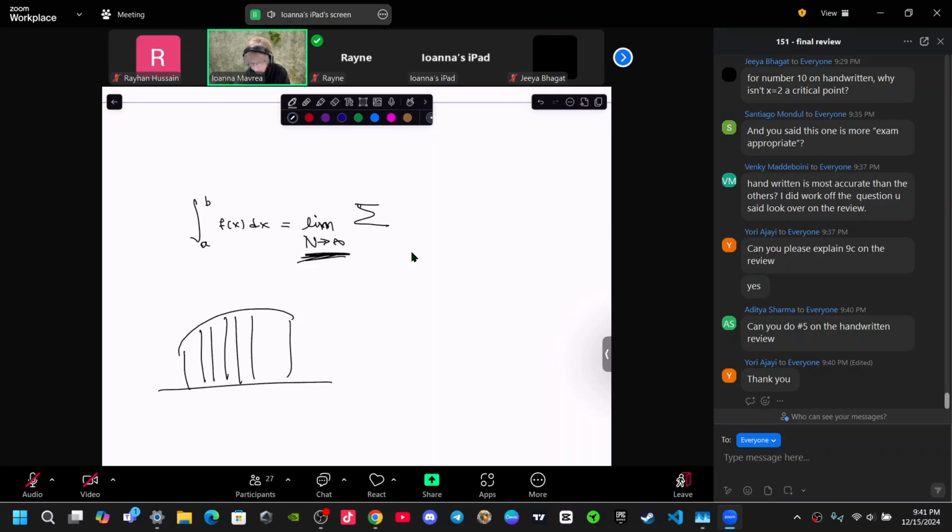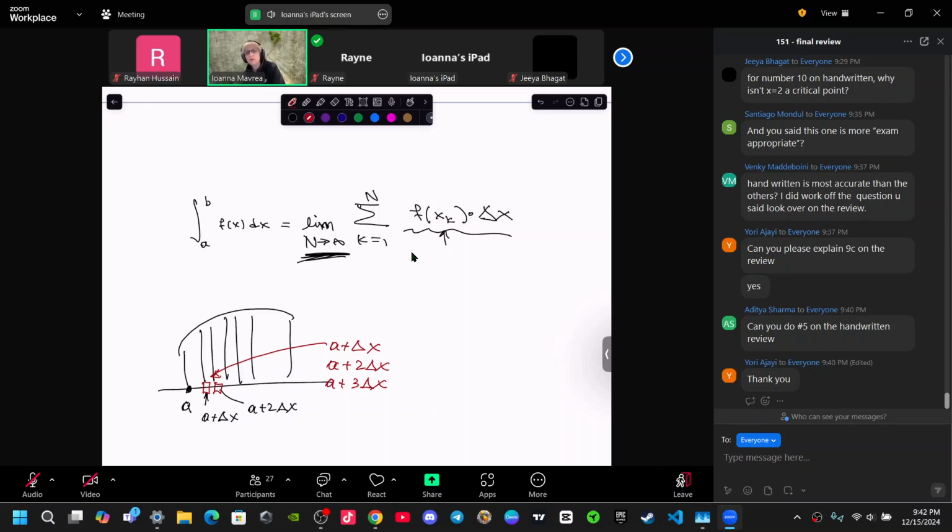So then what you're going to have is f of xk times delta x, where the xk depends. If you use the left endpoint, then the first xk is a, the second one is a plus delta x, the next one is a plus 2 delta x, and so on. If you use the right endpoints, the first xk is a plus delta x, the second one is a plus 2 delta x, and so on.